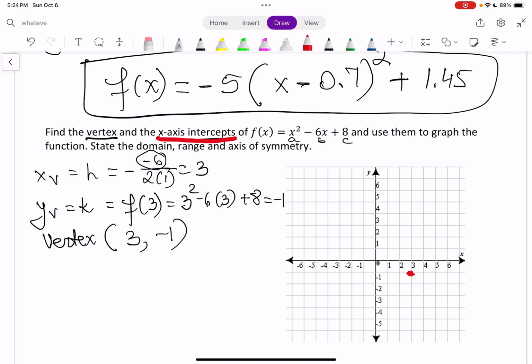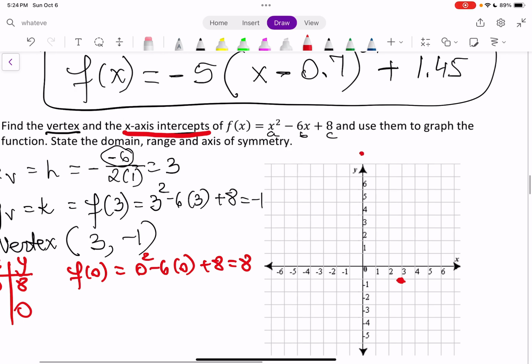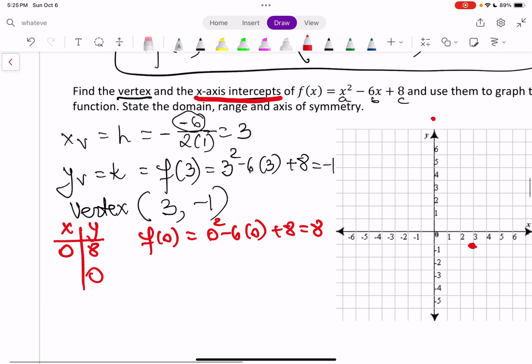So show you why we also solved those quadratic equations earlier. So first things first, if I plug in a 0 for x, I'm going to get an 8. So the y-axis intercept is going to be at 0, 8, somewhere here. But this is a good one.